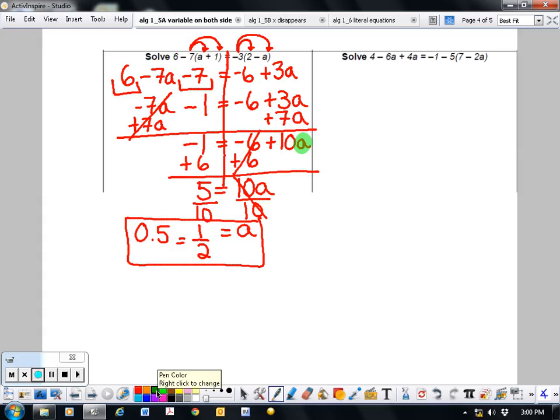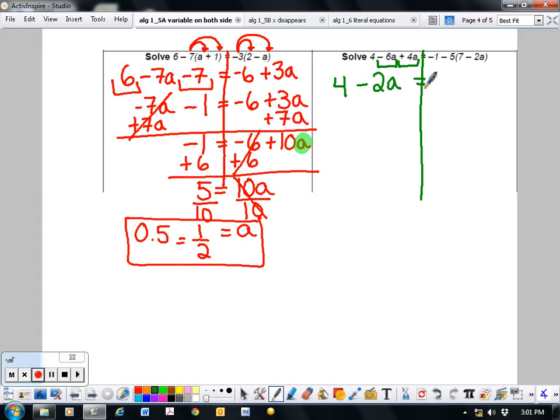Okay, so for our next one, I draw my line. I've got a mess on my left-hand side. And on my right, I even have more of a mess. So I'm going to go ahead and look at that left-hand side and combine what I can. So I've got a negative 6a and a positive 4a. And this 4 is just hanging out here. So a negative 6 plus 4 would give me a negative 2a.